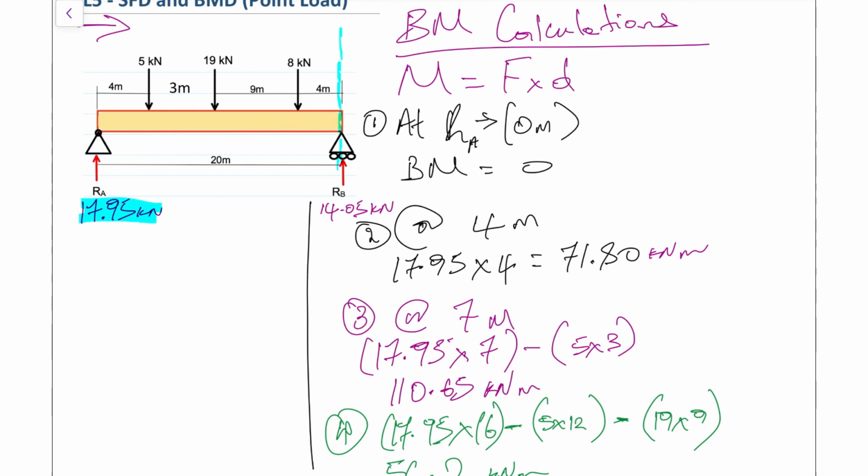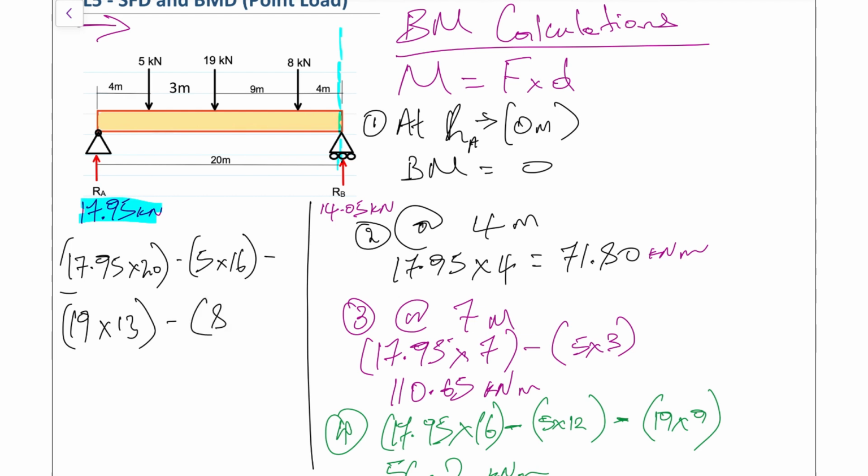So first of all, we have that 17.95. And as you would expect, its distance is now increased. So that's now multiplying by 20. And we have minus that 5 kilonewtons. And again, its distance is now increased. So 9 plus 4 plus 3, so that's now 16. Minus our 8 kilonewtons. Minus our 19 kilonewtons. Again, our distance is now increased, and that distance is now multiplied by 13. Minus our 8 kilonewtons times 4. And when we sum all of this up, we should end up getting 0 kilonewton meters. Okay. So that means our system is in equilibrium.